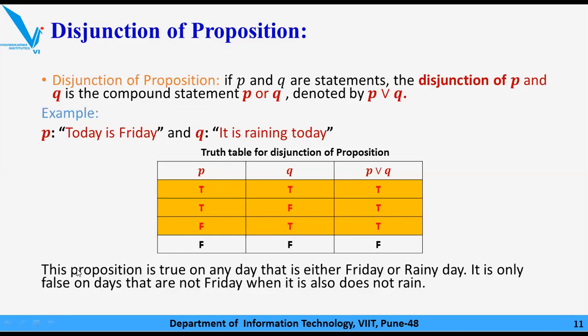We can say that this proposition is true on any day, that is either Friday or rainy day. It is only false on that day that is not Friday, and when it does not rain. So this is the disjunction of propositions, which is exactly opposite of conjunction.